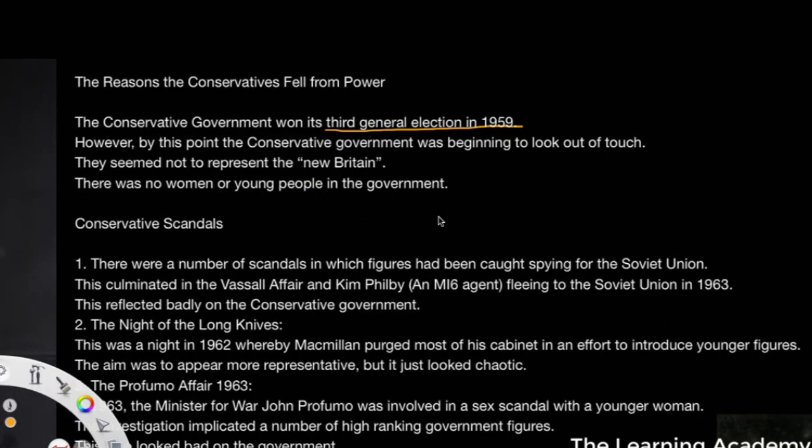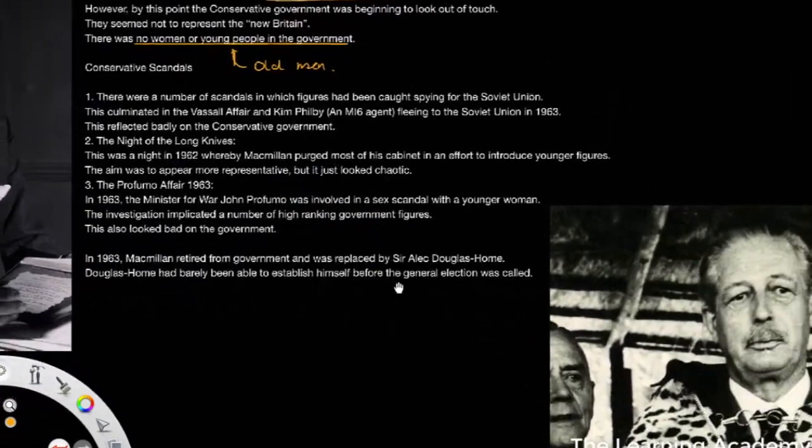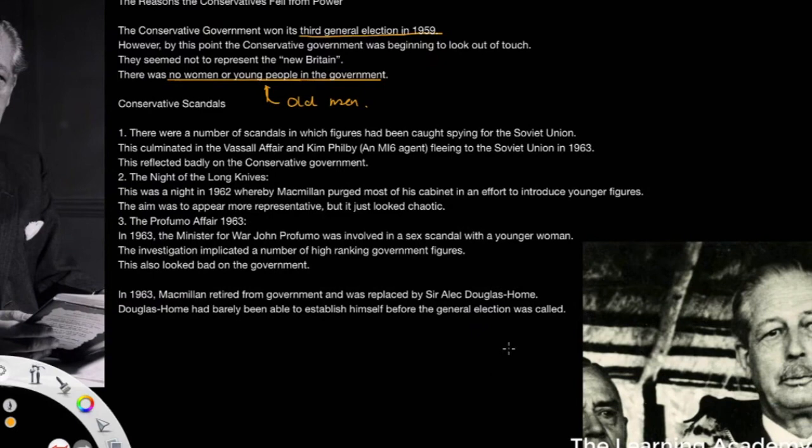And it was by this point that the Conservative government was beginning to look a little bit out of touch. One of the reasons for this was that there was very little representation of women and young people in government. It was just generally seen as old men. And generally, that doesn't represent Britain. This is a problem that exists in politics across the world, even today: the fact that a very small group of people are represented in most of government. However, there were also a number of Conservative scandals that took place within this period of time.